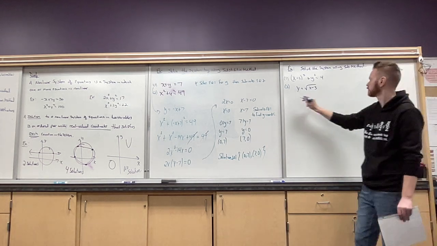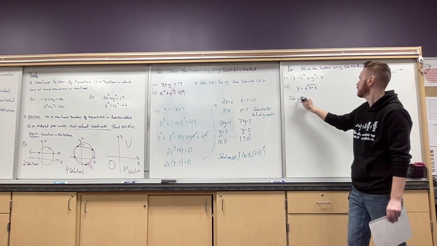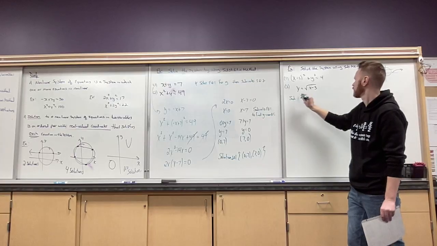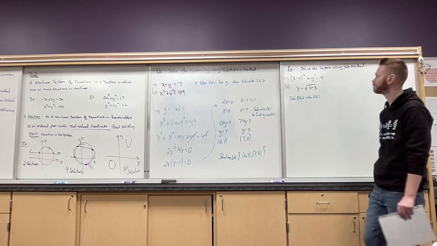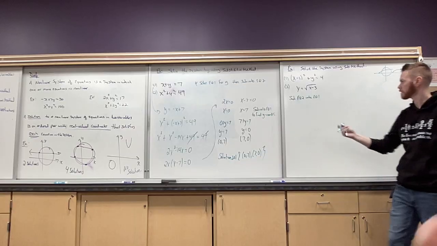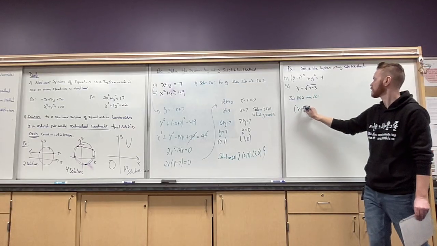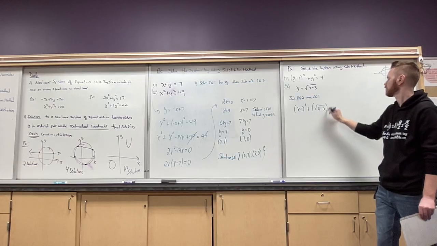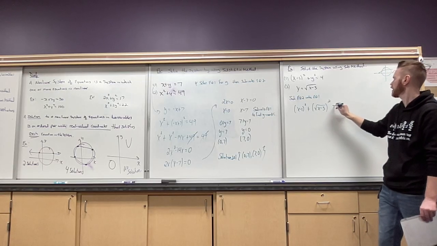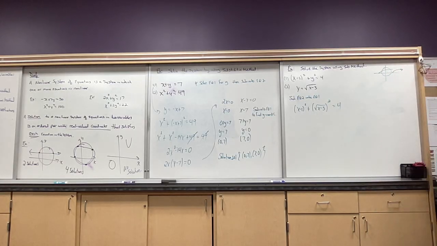So here we go. Sub equation 2 into equation 1. So x minus 1 squared plus square root of x minus 3 quantity squared equals 4.